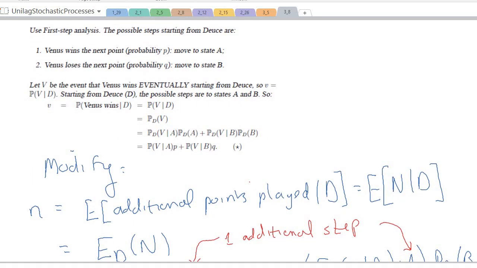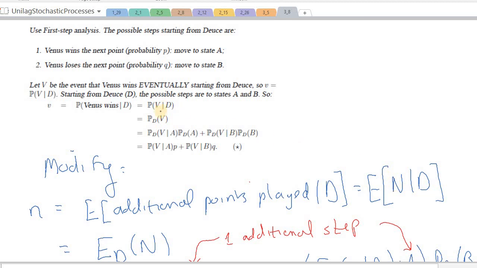All right, so instead of doing little v, which is the probability that Venus eventually wins given D, I'm going to do little n, which is the expectation of the additional points played, given that the game now is in deuce. And the additional points played will be my random variable that I'll call capital N. Again, that's random because it could be 4, it could be 6, and so on.